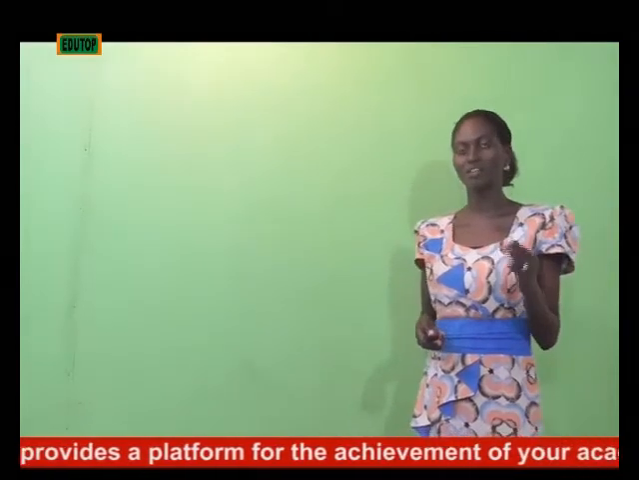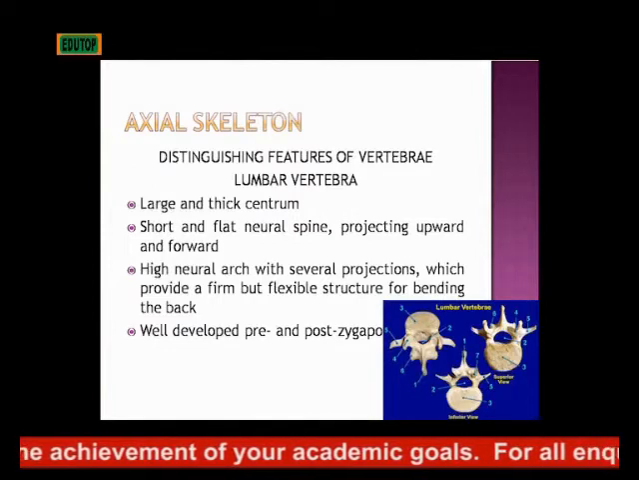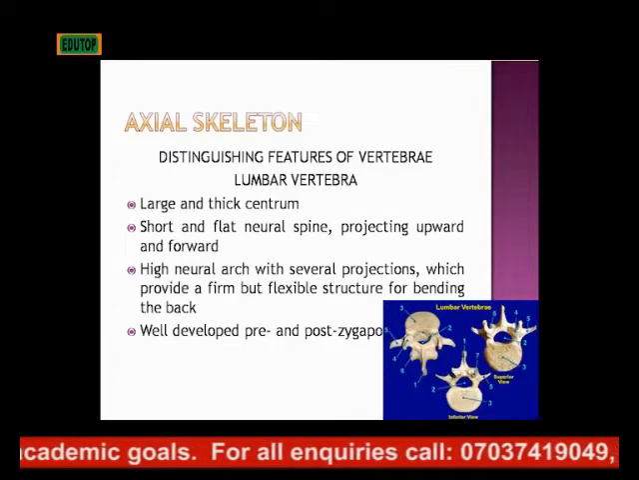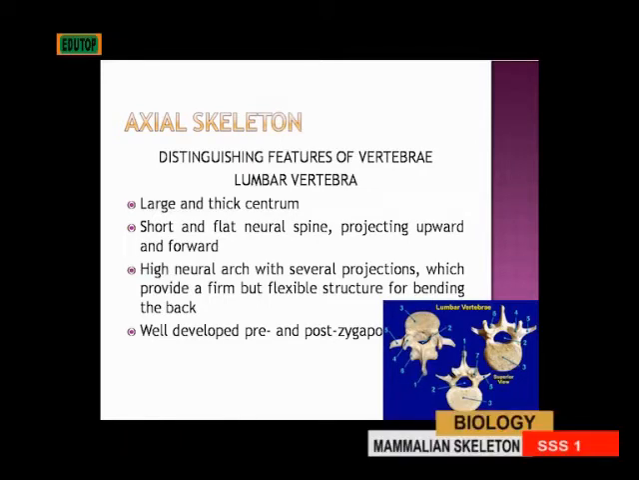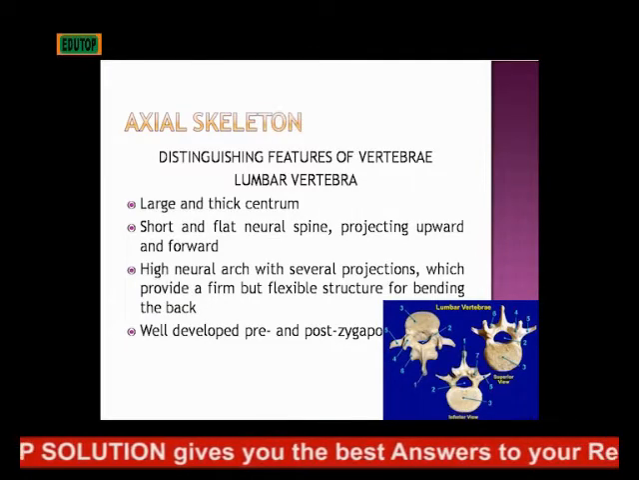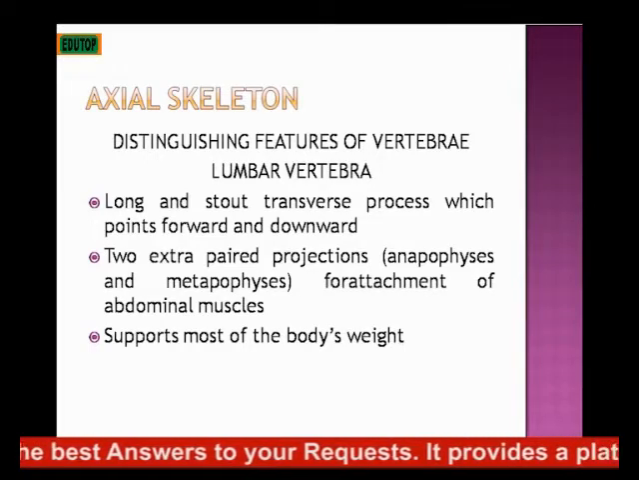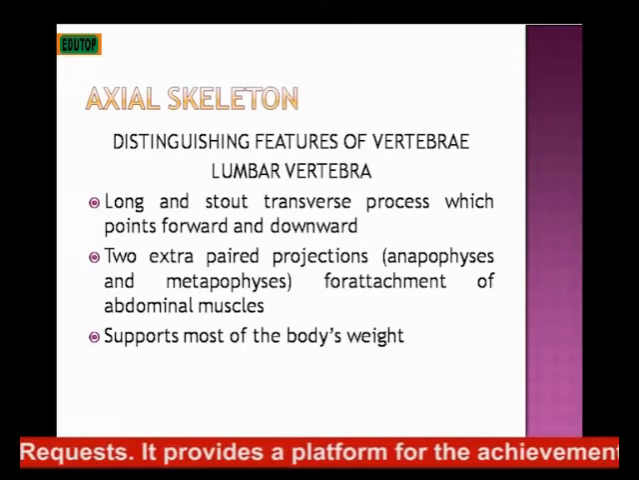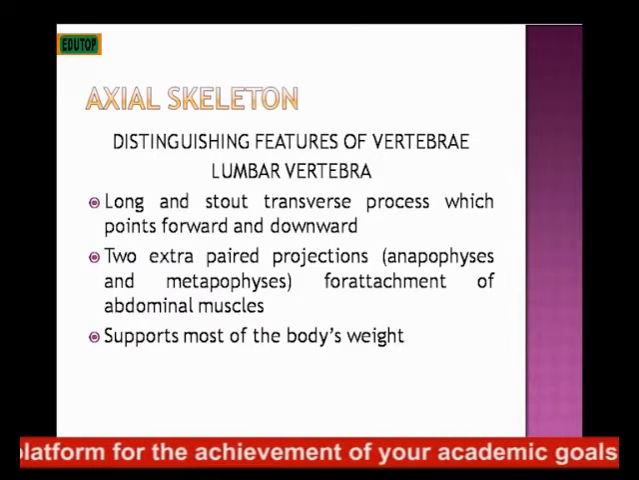Then the lumbar vertebra has a large and thick centrum. It has a short and flat neural spine projecting upward and forward. It also has a high neural arc with several projections, which provide a firm but flexible structure for bending. It also has well-developed pre- and post-zygapophyses. The lumbar vertebra has long and stout transverse processes which point forward and downward. It has two extra paired projections, the anapophysis and metapophysis, for attachment of the abdominal muscle.